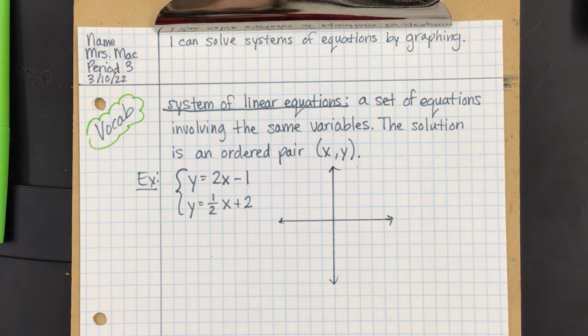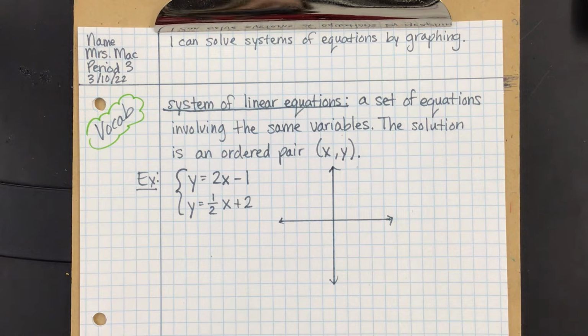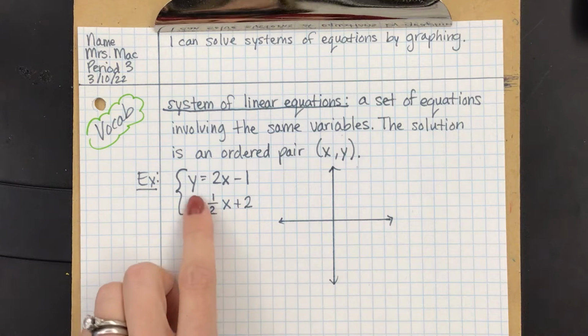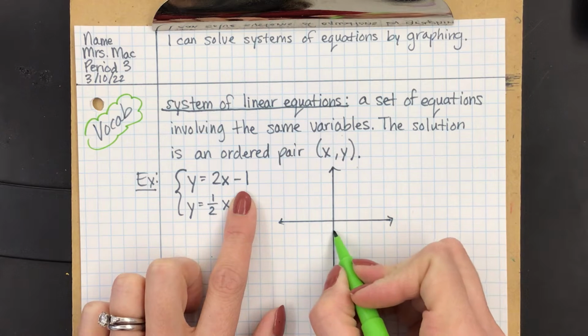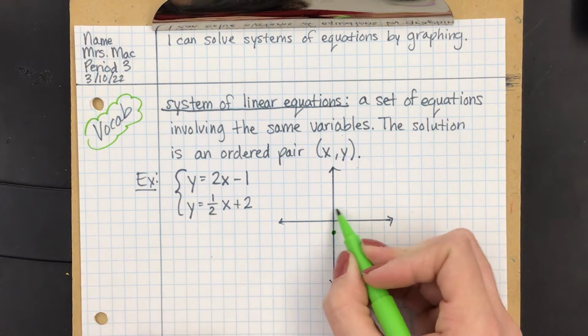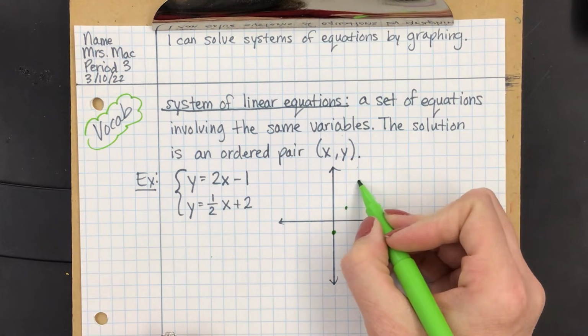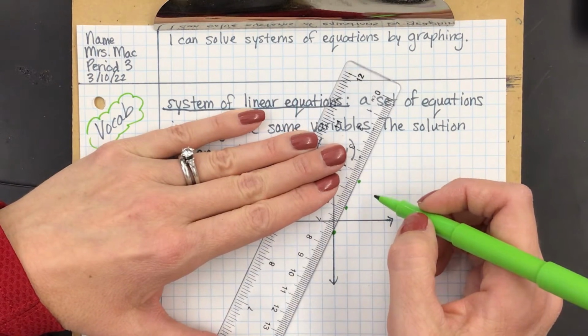Okay, so there's my coordinate plane. This is why graphing skills are super important. You're going to be graphing continually through the rest of your math career, so we have to make sure our skills are sharp. For this, we're going to graph the first line first. The y-intercept is negative 1. The slope is 2, so I'm going to go up 2 over 1, up 2 over 1, and graph my line.